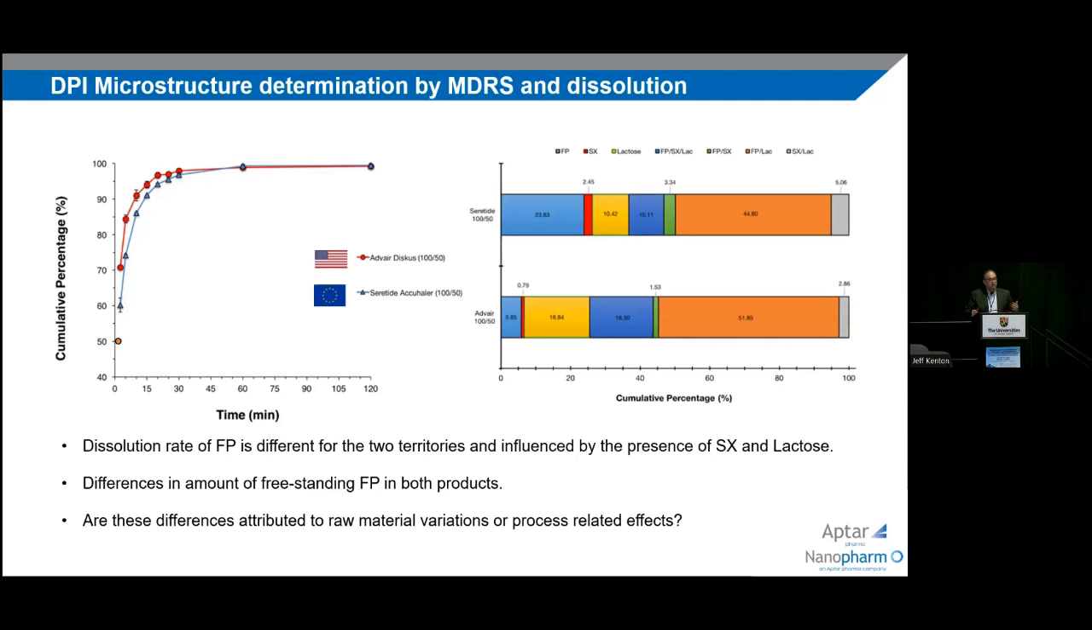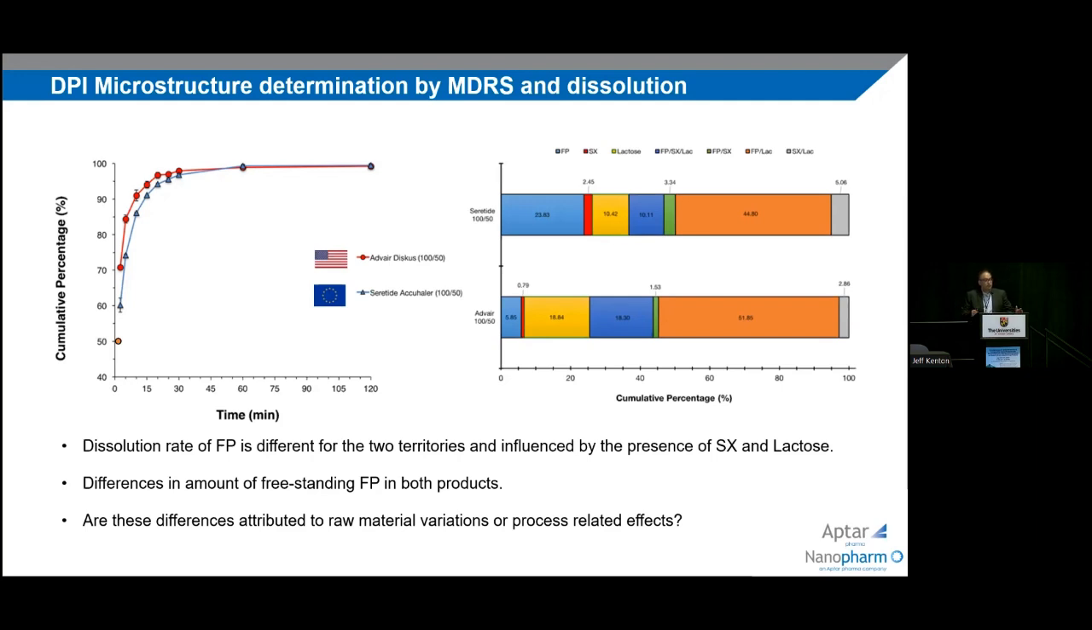And when we looked at the microstructures using MDRS, which is the plot on the right, we're looking not at particle size, but at what fractions of agglomerates we have. The light blue boxes are just free FP, and then the orange boxes are FP agglomerated with lactose, and then we've got the yellow boxes and the darker blue, which are FP salmeterol lactose.